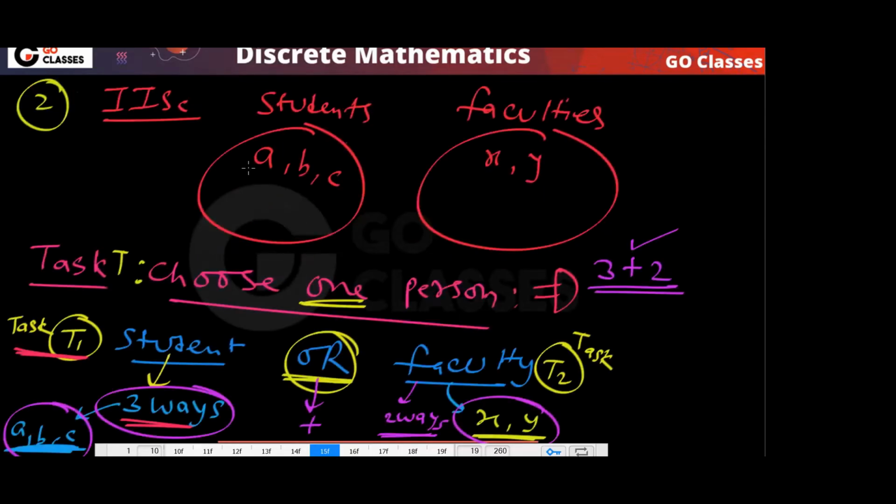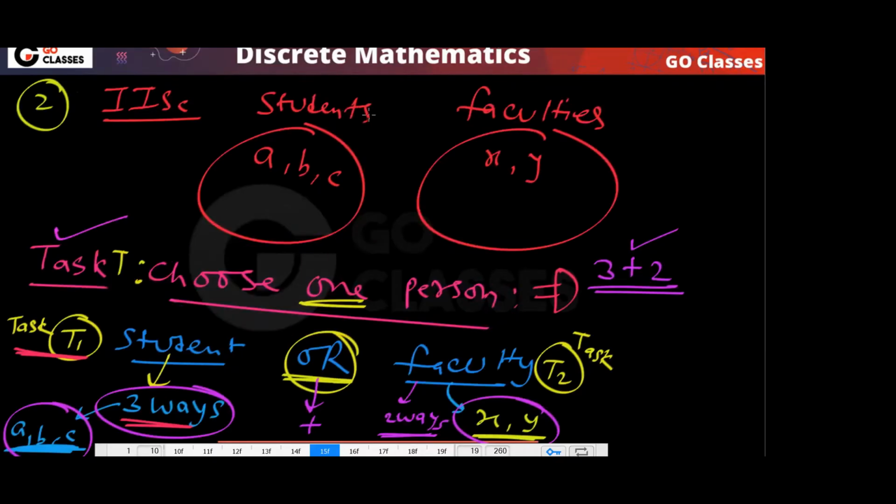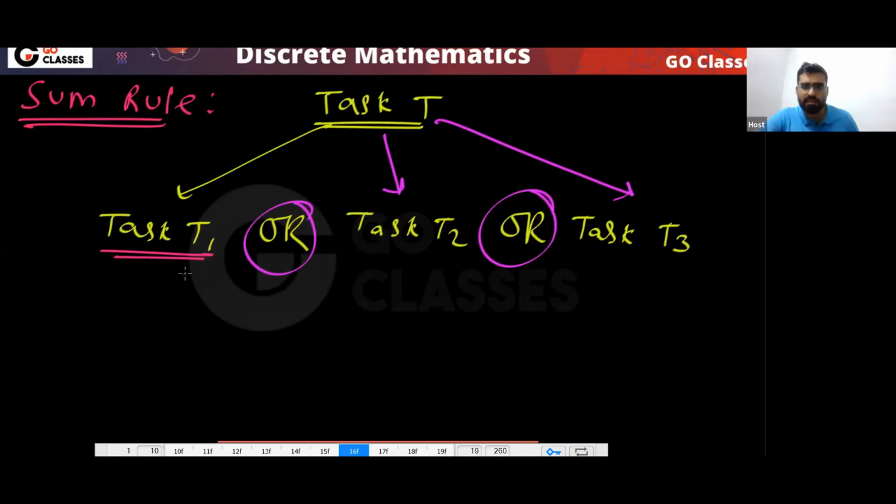For example, here you want to select one person. This is your main task T. To choose one person, either you can do task T1, meaning you choose a student, or you can choose a faculty. So to complete task T, either you can complete T1, or T2, or T3. Tell me one thing: if you do task T1, can I say automatically task T will be done?